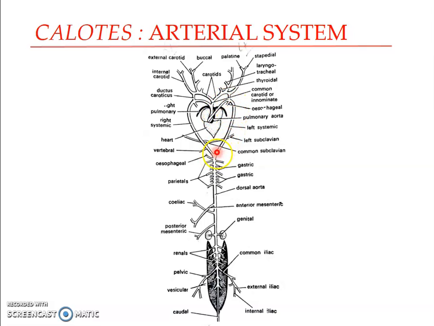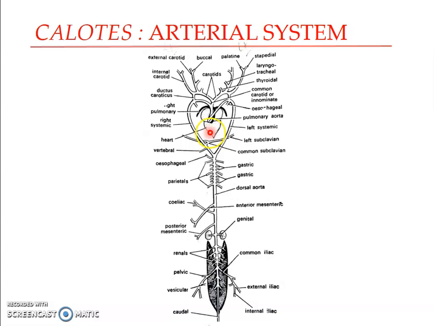So these three are the arches: a pair of systemic arches, that is the right and the left systemic arches, and a single pulmonary arch. These are the three arches which are given out from the ventricle. And these three arches are twisted around each other at the base and covered by a fibrous sheath.